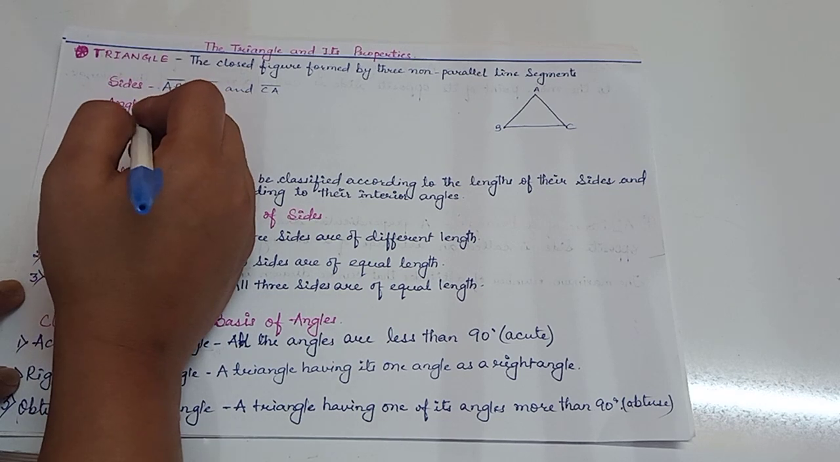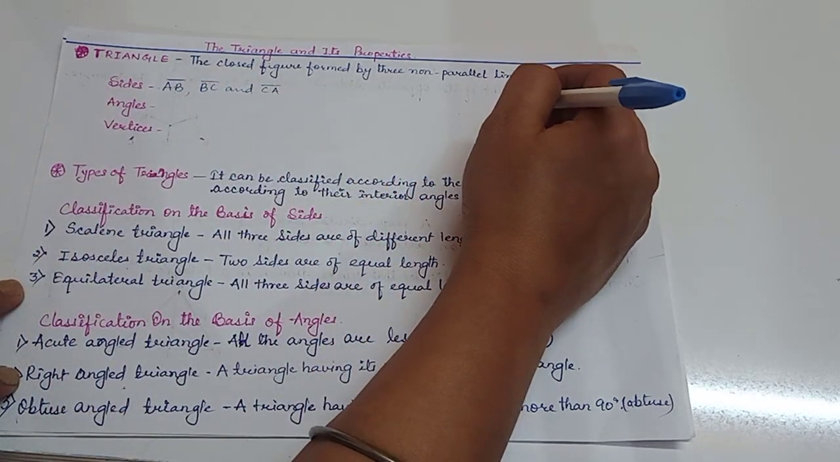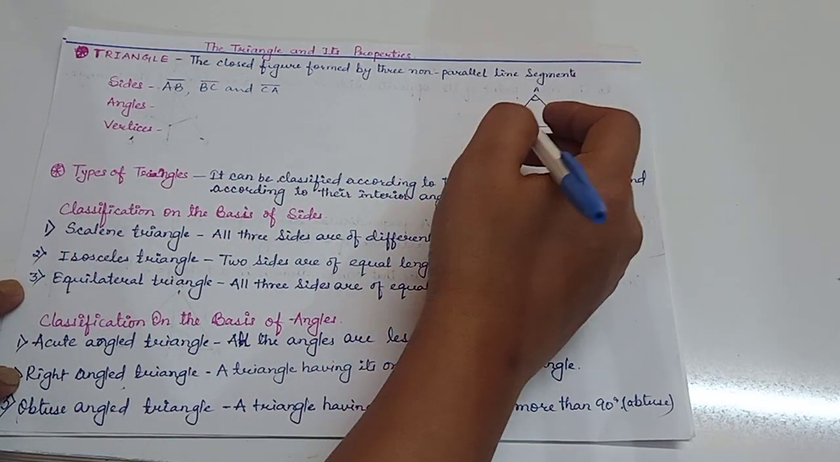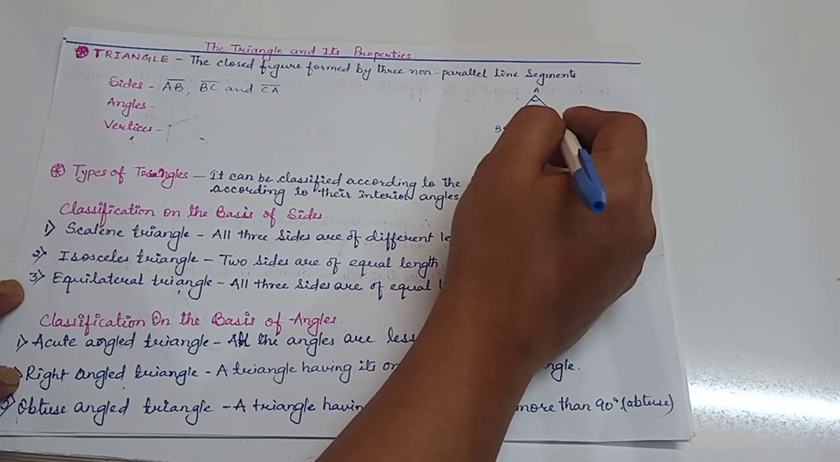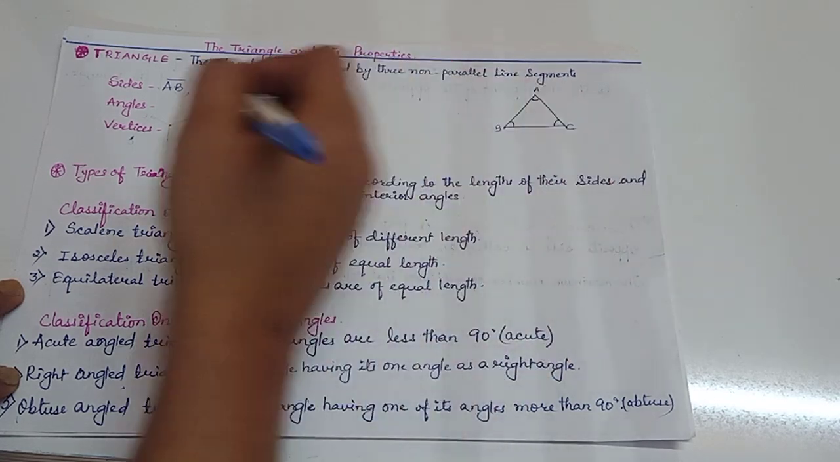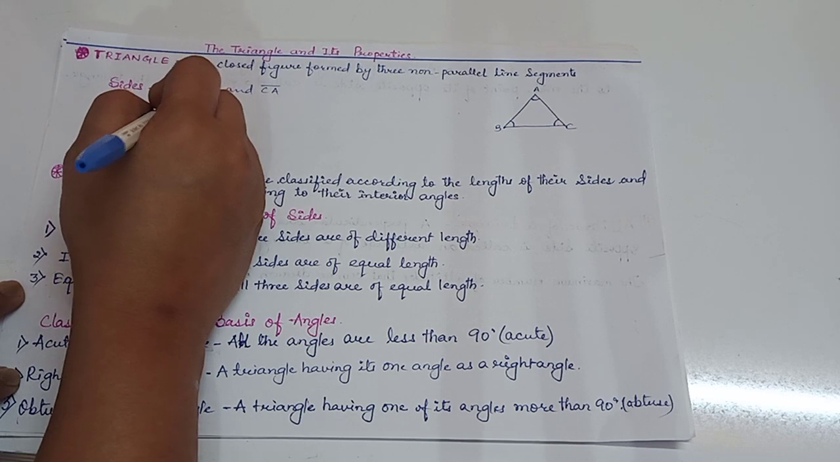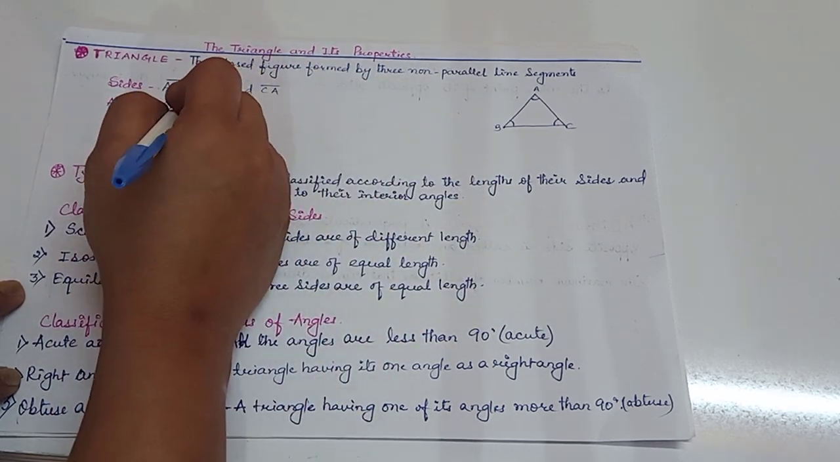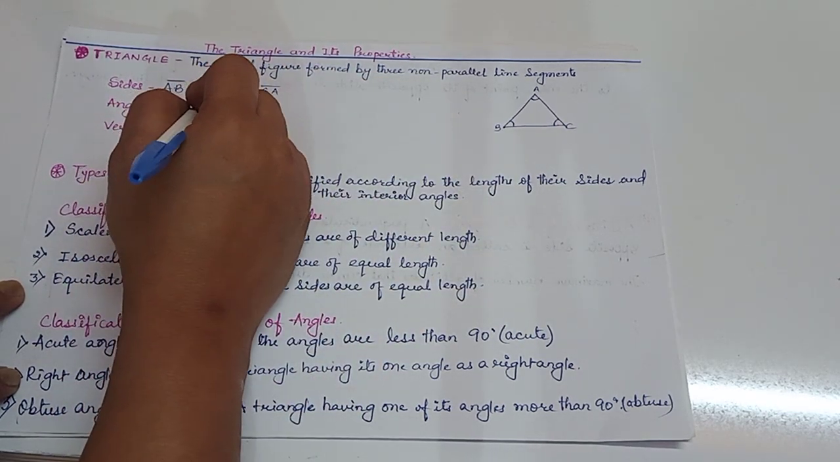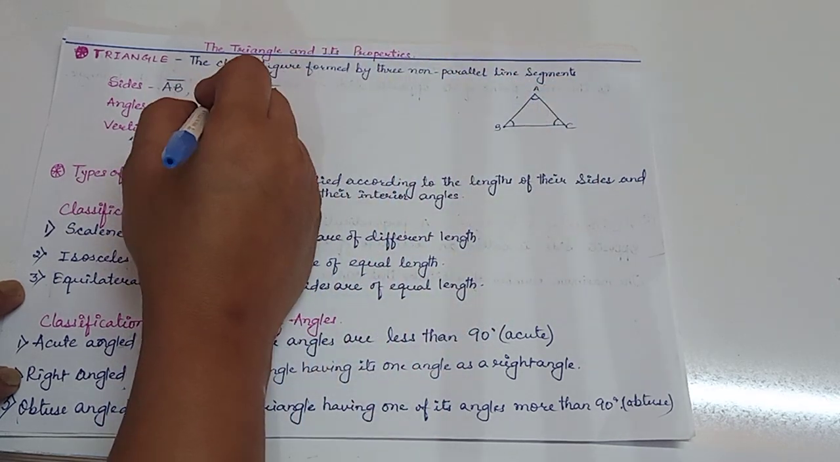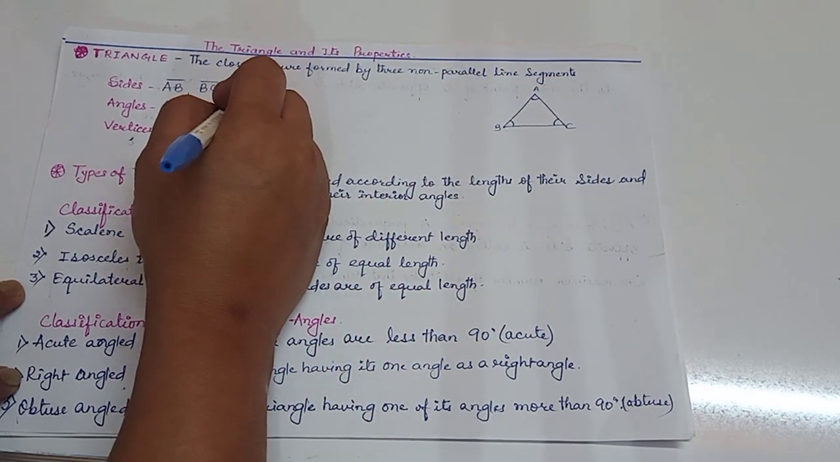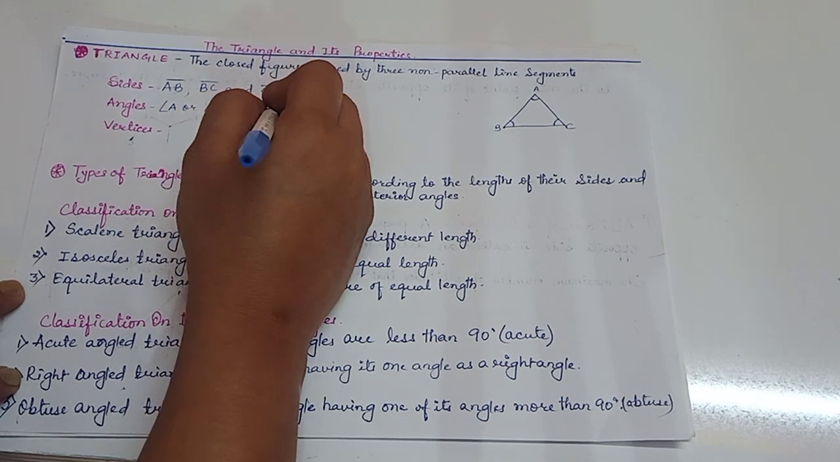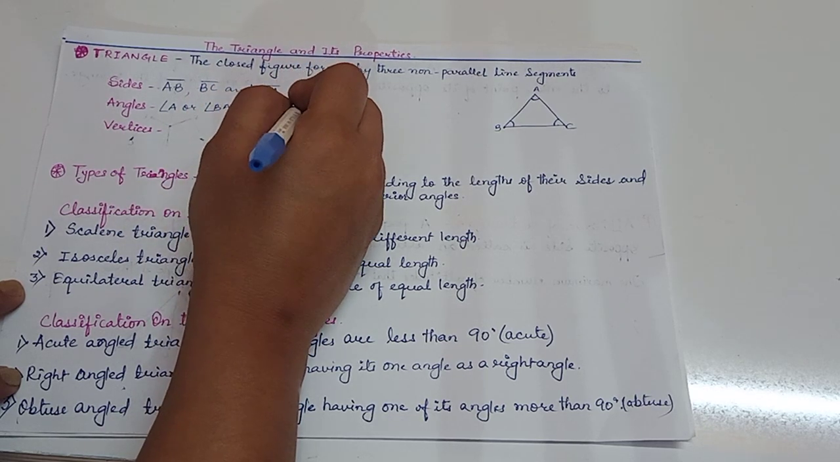Now let's come to angles. How many angles does it have? It has three angles: angle A, angle B and angle C. So here we have angle A, which can also be written as angle BAC or angle CAB.